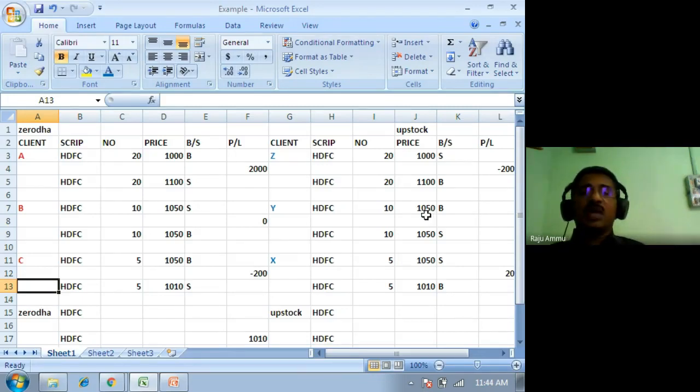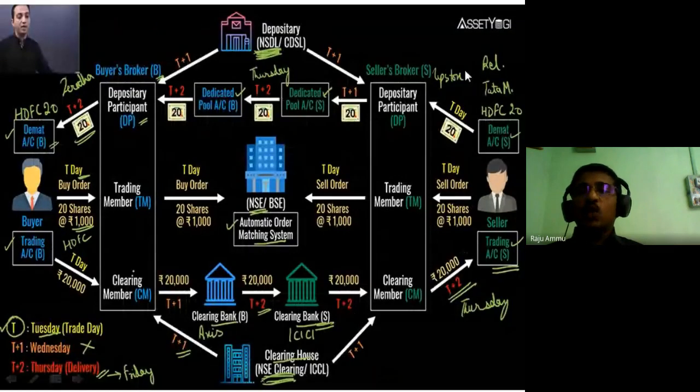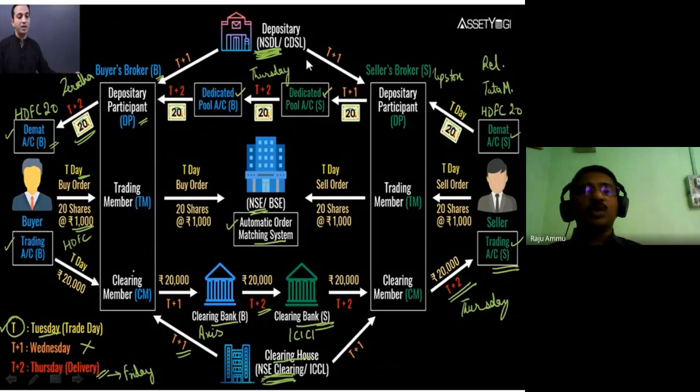Now, friends, imagine that you have a client called A, and a client called Z, whose amounts have to be transferred at the end of the day. I just told you, friends, that in this particular screen no shares are actually transferred from here to here. Only the money transactions have to be transferred from here to here or from here to here.